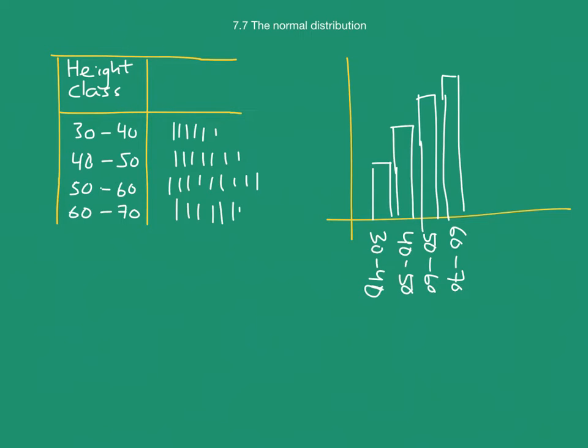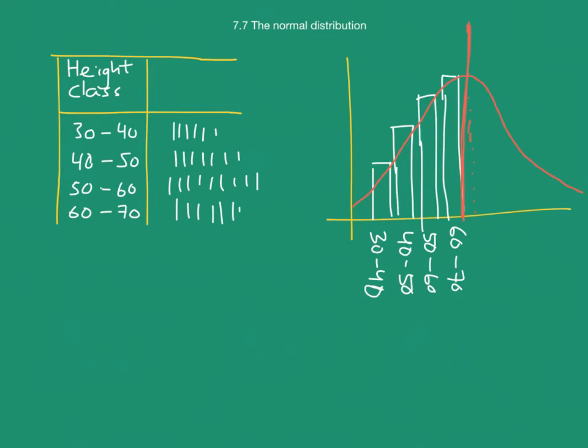And if you draw a curve through the top of the bars here, in a normal distribution, you would typically get this bell-shaped curve, which will be symmetrical around the mean. And the mean value will be the top of the curve.